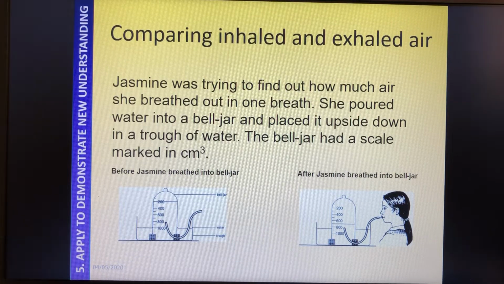Now the bell jar on the left before she breathed into it reads 200 centimetres cubed, and when she finished breathing out it was at 700 centimetres cubed. So 700 minus 200 gives us 500 centimetres cubed that she breathed out. Okay, it was a bit of a trick question there because it didn't start with the water level at the top, it started on 200. Okay, if you need extra time to write that down, then pause now.